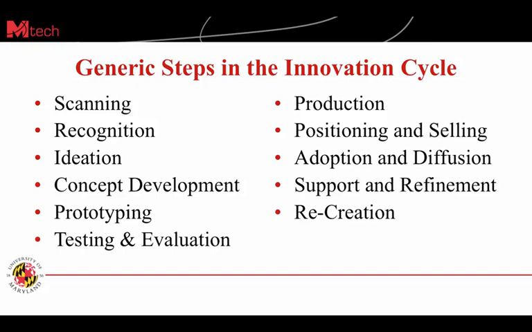Another stage is the support and refinement and the improvement of the innovation as customers use it. And then finally, a recreation stage. And the recreation stage is really what happens when you go from version 1.0 to 1.1 or 2.1 or 3.1, and you get improvement in the innovation. And this happens all the time, as you can see with products.